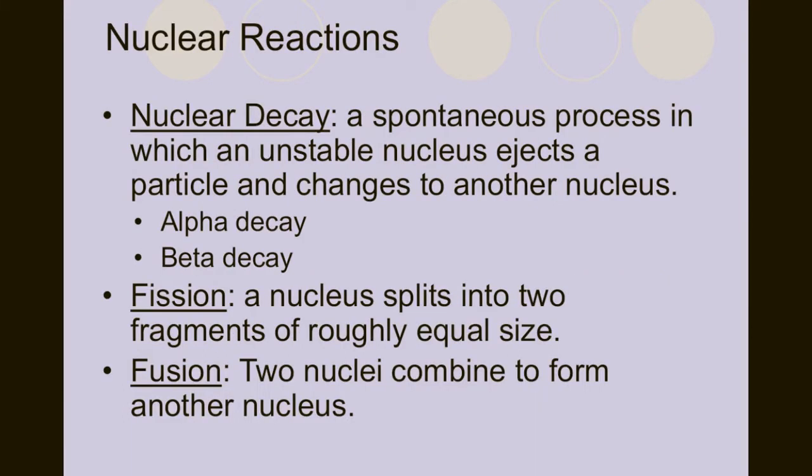We have nuclear reactions. We have nuclear decay, which is a spontaneous process in which an unstable nucleus ejects a particle and changes to another nucleus. This is part of alpha decay and beta decay. More of this information later. And we also have fission and fusion. Fission is when a nucleus splits into two fragments of roughly equal size, and fusion is when two nuclei combine to form another nucleus. So two small ones combine to create a bigger one. We'll come back to all of these later.